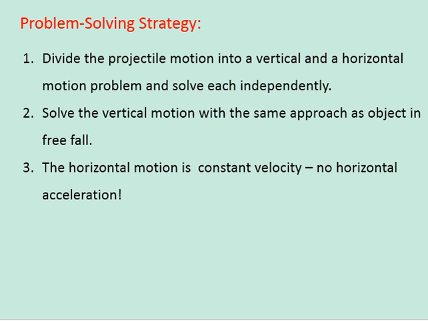So here's going to be our problem-solving strategy. First of all, we're going to divide the projectile motion into vertical and horizontal motion, sort of like sub-problems, in order to be able to solve information about each direction independently. Remember, we'll solve the vertical motion with the same approach as we did free fall, because the only thing that's affecting the motion in the vertical direction is gravity and the acceleration due to gravity. The horizontal motion is a piece of cake because it's all constant velocity. There's no acceleration in the horizontal direction, so as a result, nothing ever changes.